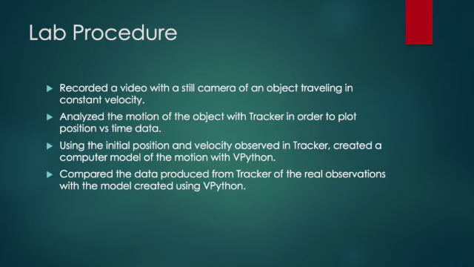So the procedure that I followed for the lab is I recorded a video with a still camera of an object traveling in constant velocity. I recorded a video of a roll of duct tape rolling across a kitchen counter. Then I analyzed the motion of the object with Tracker in order to plot position versus time data. And then using the initial conditions generated from Tracker, I created a computer model of the motion with VPython. And then I compared the data produced from Tracker of the real observations versus the data generated from the model.